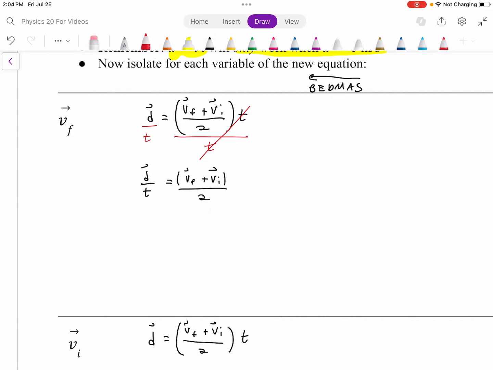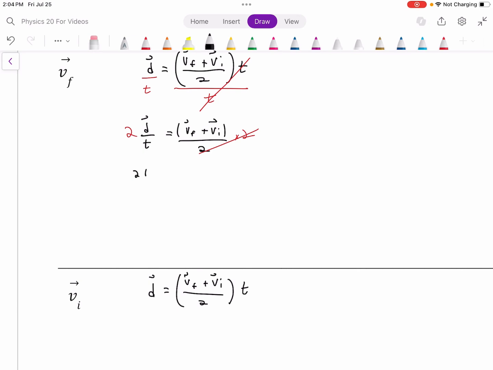So to undo dividing by 2, I can multiply by 2. And I take a breath, I write down what I'm left with, and we'll be a little bit closer. So there we go, 2D over T equals VF plus VI. I've dealt with everything outside of those implied brackets. I ask myself the same questions all over again.